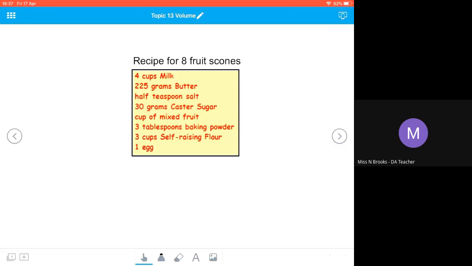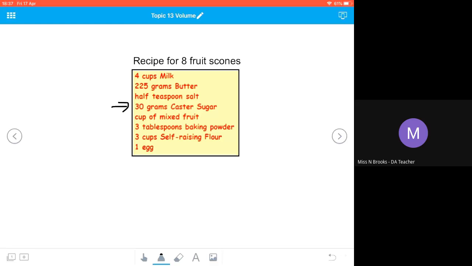So let's look at a recipe for 8 fruit scones. We've got 4 cups of milk, 225 grams of butter, half a teaspoon of salt, 30 grams of caster sugar, a cup of mixed fruit, 3 tablespoons of baking powder, 3 cups of self-raising flour, and 1 egg. So let's think about some questions and see if you can answer them. How much caster sugar is used? So hopefully you said 30 grams. So we use 30 grams of caster sugar.